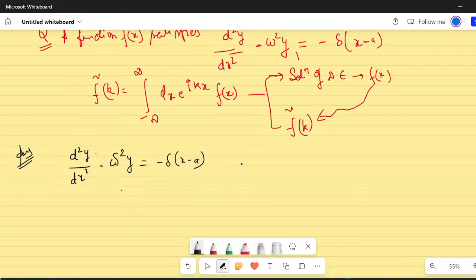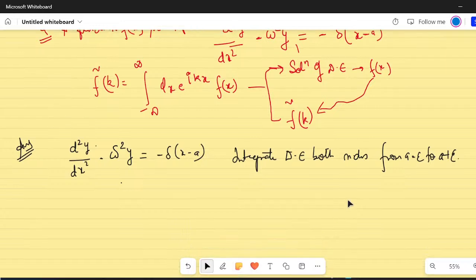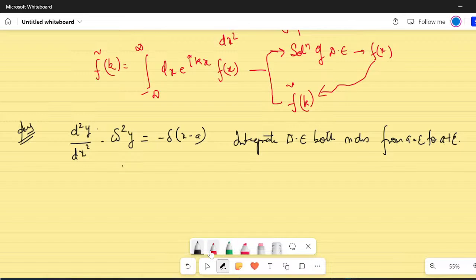So what I'll do in order to obtain the solution for the same, I will integrate this differential equation both sides from a minus epsilon to a plus epsilon. From a minus epsilon to a plus epsilon. And what I will do is, this will give you d psi upon dx, and then you will have a minus epsilon to a plus epsilon.